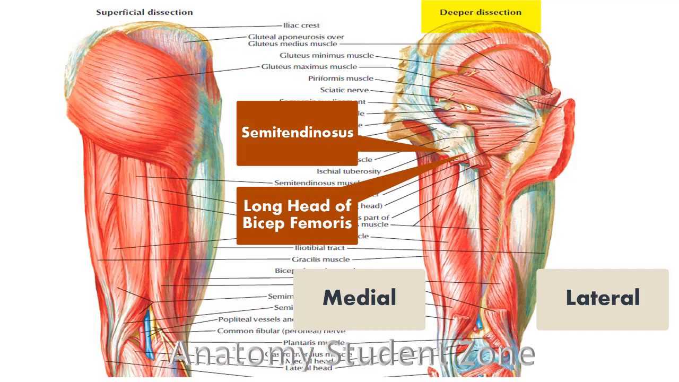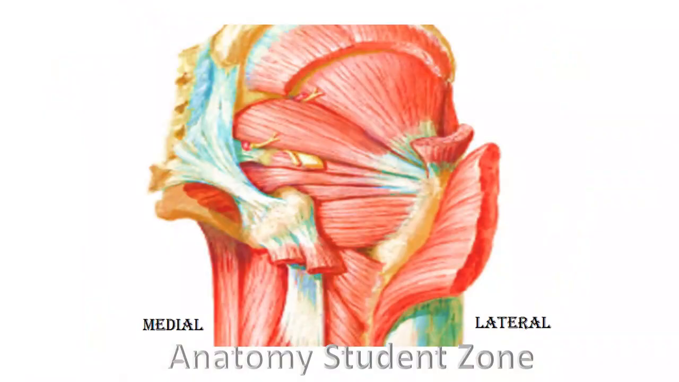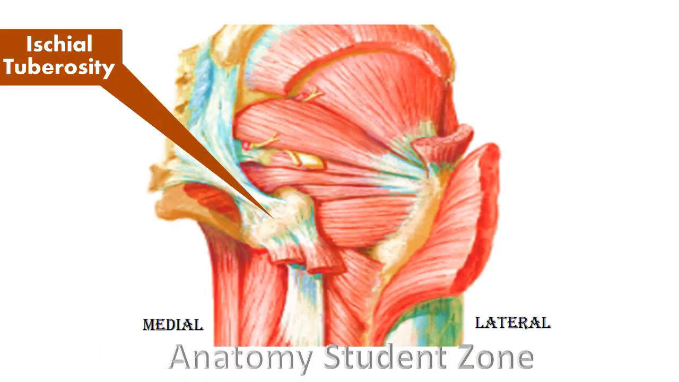Again, semitendinosus will be on the medial side of the ischial tuberosity and the long head of biceps will be on the lateral side of the ischial tuberosity, but both have attachment on the ischial tuberosity, one slightly on the medial side and the other on its lateral side. If I zoom into this part and explain it, you can see these are the ischial tuberosities. And of course, we can see the bones on deep dissection. It means the muscles are removed and we are on a deeper dissection.